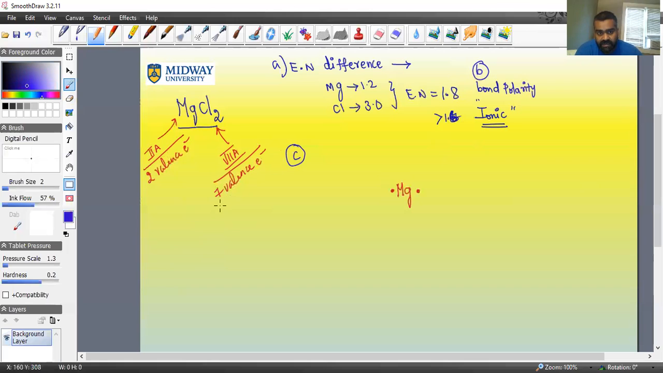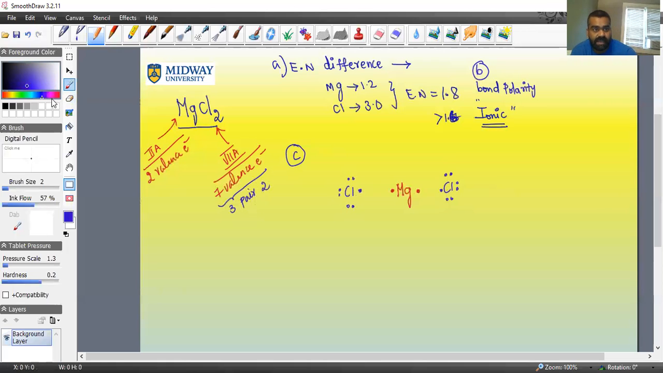Chlorine has 7 electrons. Like I said, you have to split it into pairs of 2. If I split 7 electrons into pairs of 2, I'll have 3 pairs. So that means Cl has 7 electrons, of which 6 are paired. The other is the 1 odd electron that remains.